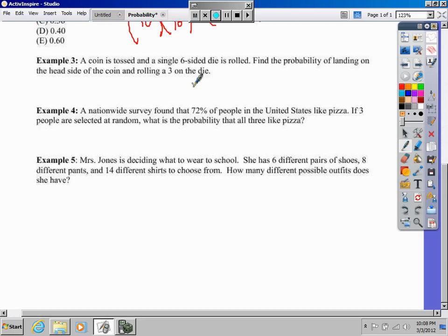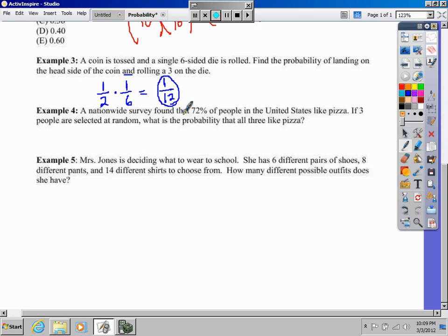Okay, let's look at the third example. A coin is tossed and a single 6-sided die is rolled. Find the probability of landing on the head side of the coin and rolling a 3 on the die. First of all, the probability of landing a head on the coin is 1 out of 2, 50%, and then rolling a 3 on the die is 1 out of 6. If I multiply those together, I get 1 out of 12.